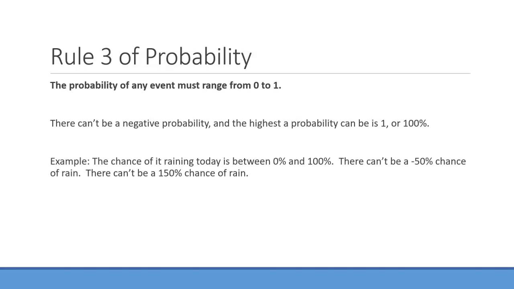For example, the chance of it raining today is somewhere between 0% and 100%, no matter where you are and when you're watching this. I can promise you there cannot be a negative 50% chance of rain, and there can't be a 150% chance of rain. It must be between 0 and 100%, or between 0 and 1.